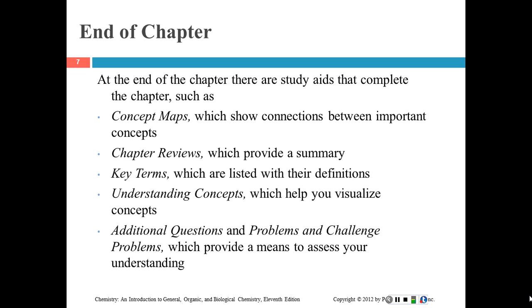There are chapter reviews that are basically just going to summarize the chapter. Key terms. These are things that are important in the chapter, so you should know what those definitions are. Understanding concepts help you visualize the concepts, and then of course those problems and challenge problems at the end. You don't have to worry so much about those because you're going to be doing a lot of those online.